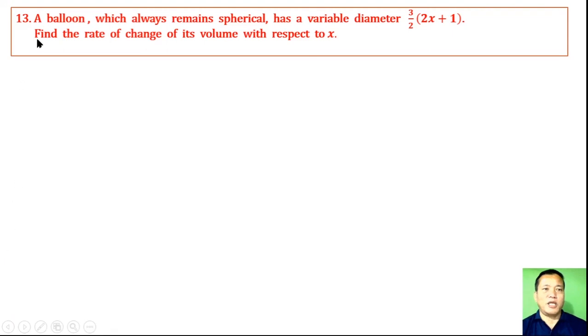Question number 13. A balloon which always remains spherical has a variable diameter 3 by 2 times of twice x plus 1. Find the rate of change of its volume with respect to x.